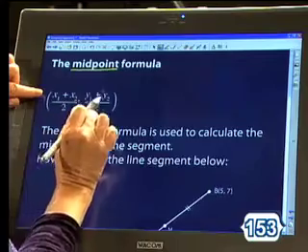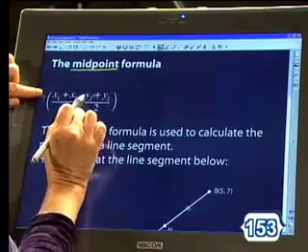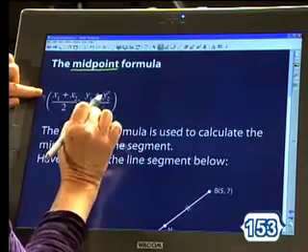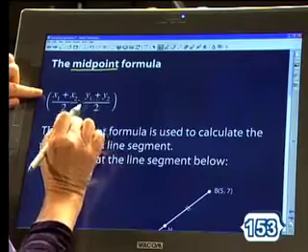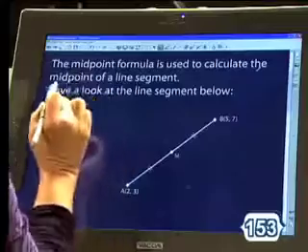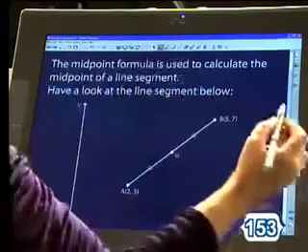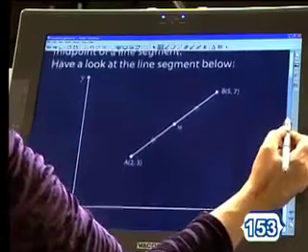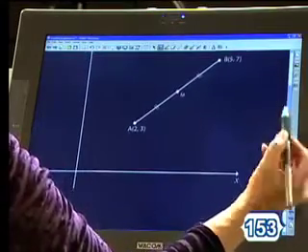And then we're doing exactly the same process for the y-coordinate. Add the two y-coordinates and then divide by 2. Again, that finds the average. So our writing tells us that the midpoint formula is used to calculate the midpoint of a line segment, and we are going to apply it in this particular example below.